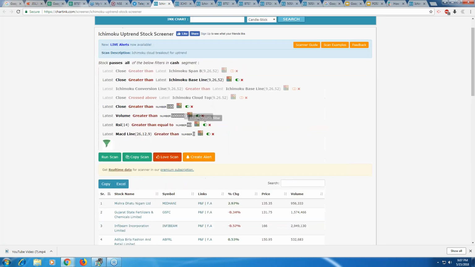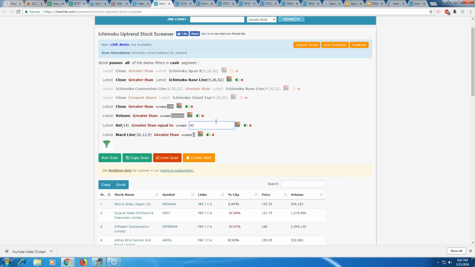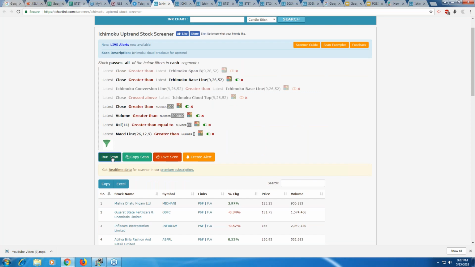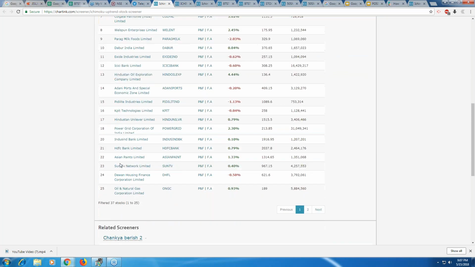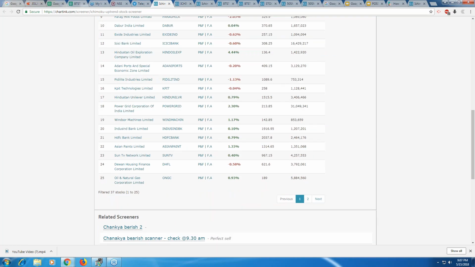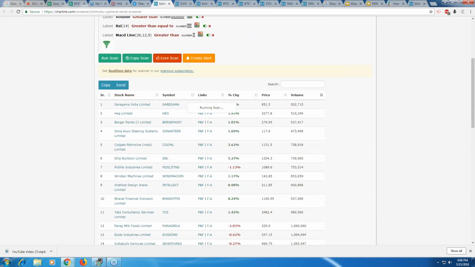So I'm adding slowly, gradually, I'm adding some more conditions. So instead of 40, I'm going to make it 60. Let's see, does it make a difference? So how many we got now? 37 stocks, right? Now what you do, arrange them with the volumes, right? See where the highest volumes are coming.